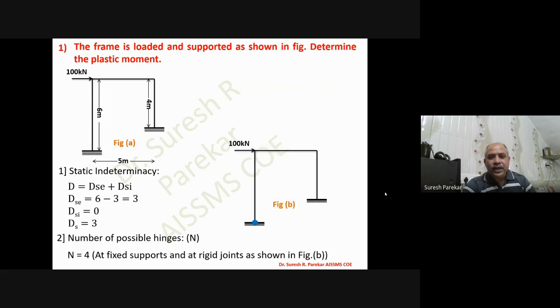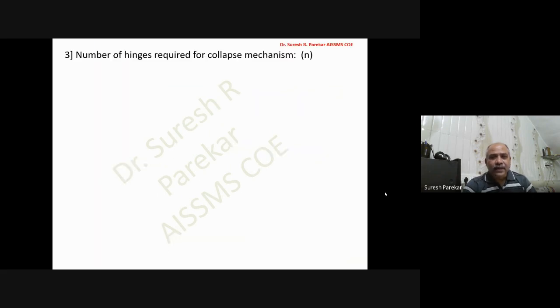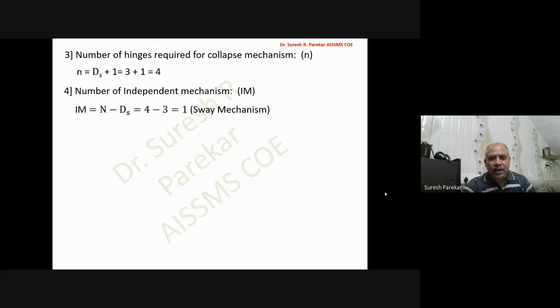First we have them at both fixed supports, then at the 2 rigid joints. So a total of 4 hinges will be formed in this frame. Then the number of hinges required is equal to DS plus 1, so 3 plus 1, 4. And we have 4 hinges at different points, so this is the collapse mechanism. Number of independent mechanisms is number of possible hinges minus static indeterminacy, 4 minus 3, 1. And we have only the sway mechanism because the load is at the rigid joint only.